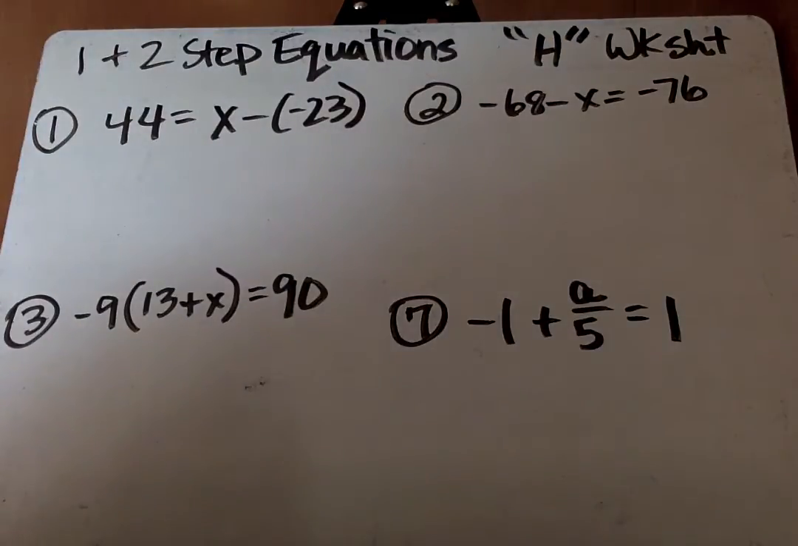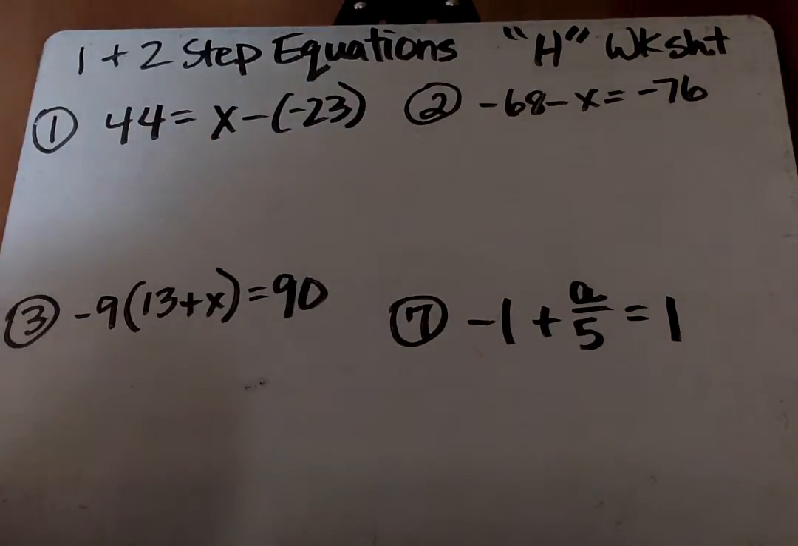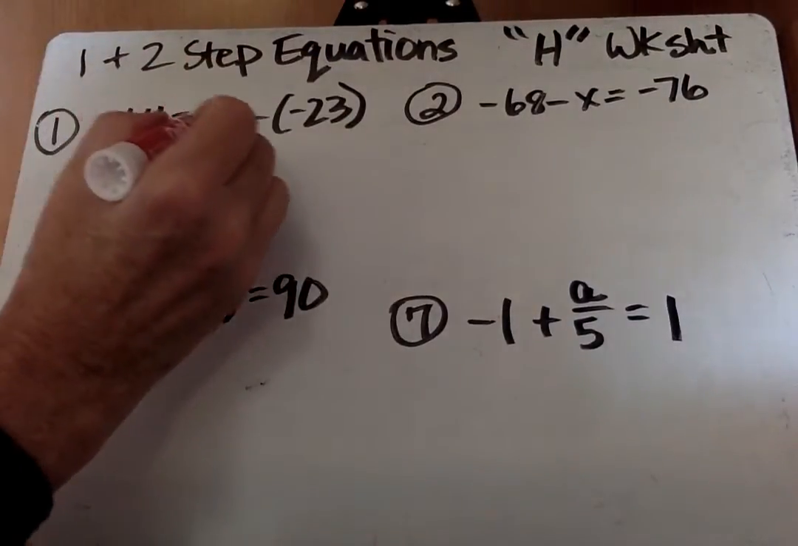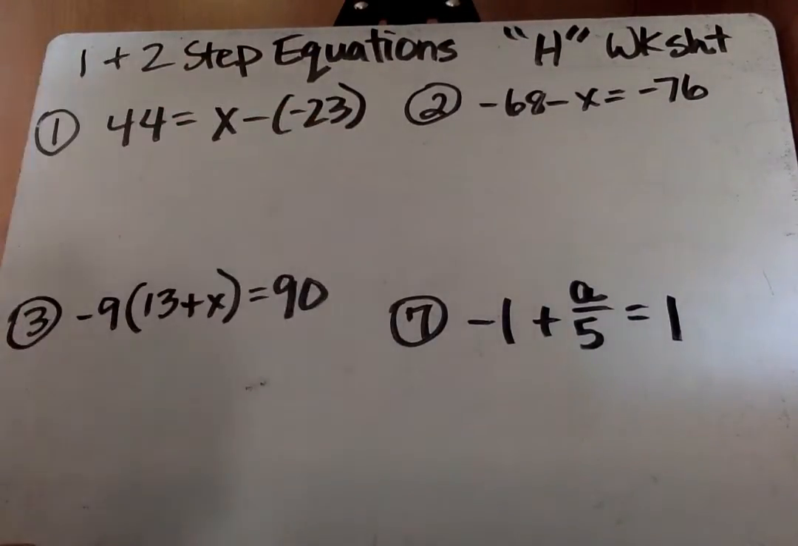Hello students, today we will be doing 1 and 2 step equations, the H worksheet. So number 1 has a little bit of a trickster going on. We have 44 equals x minus a negative 23.